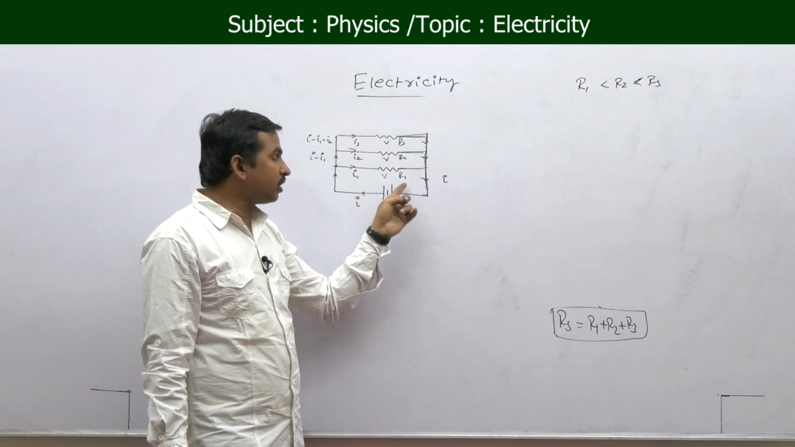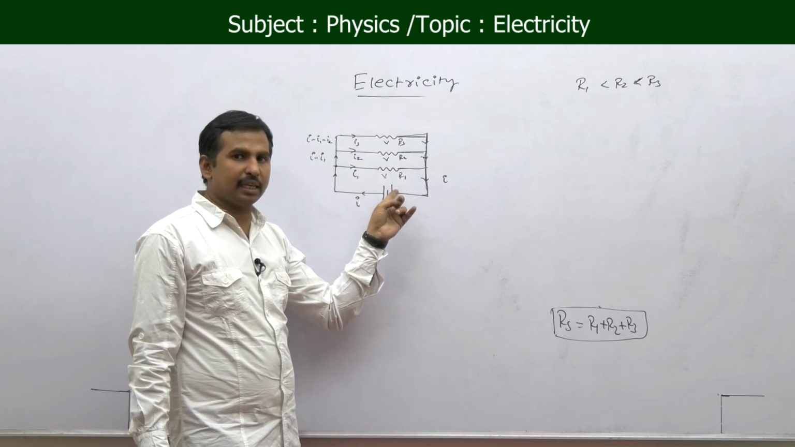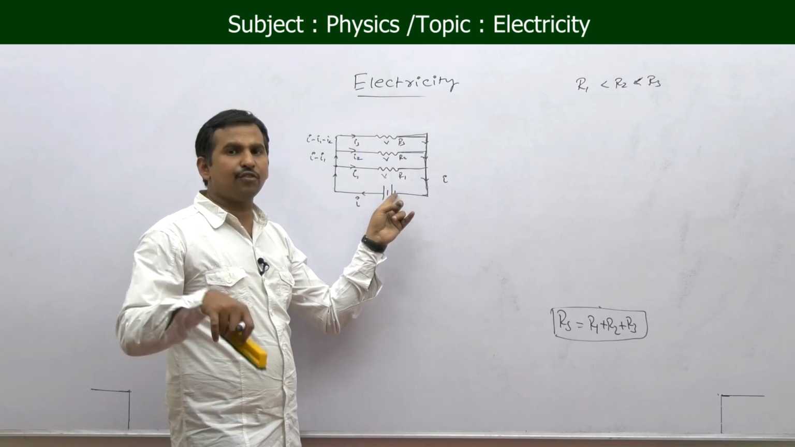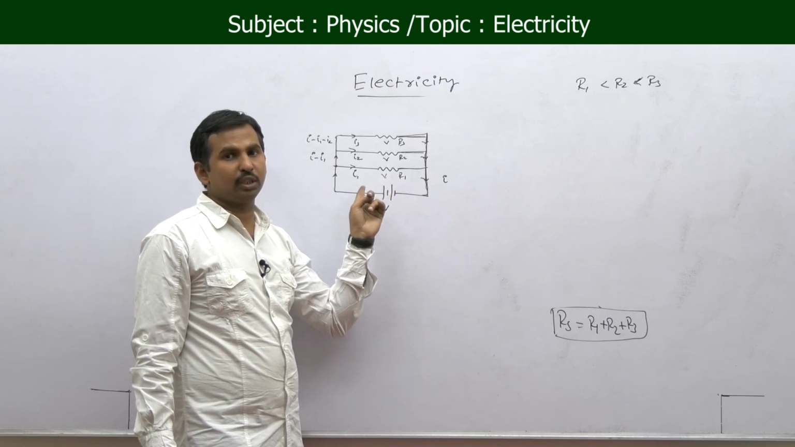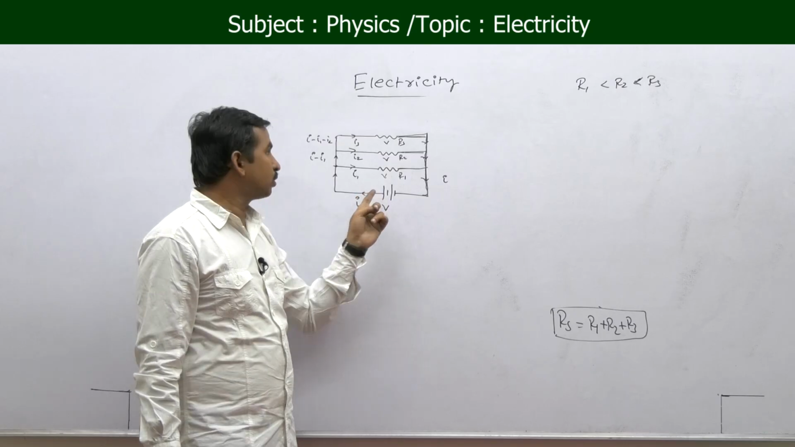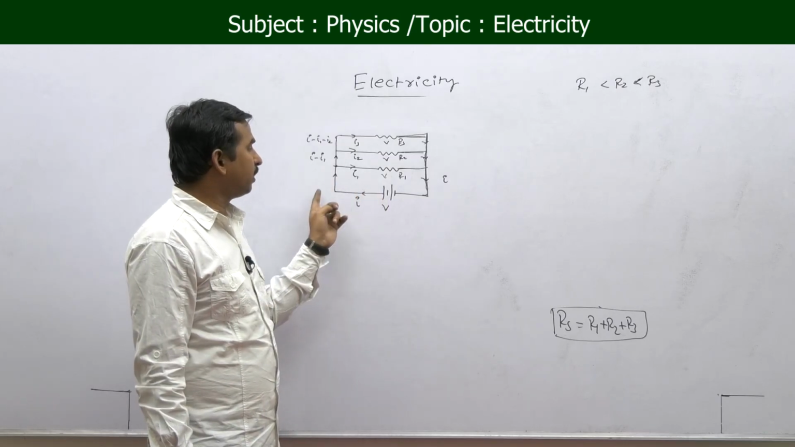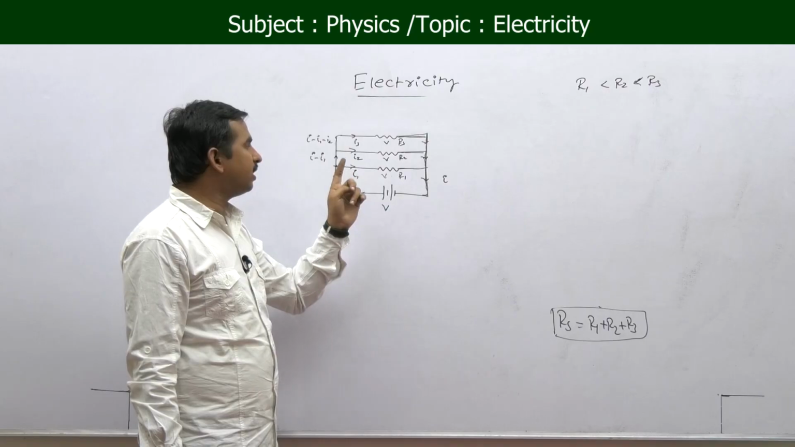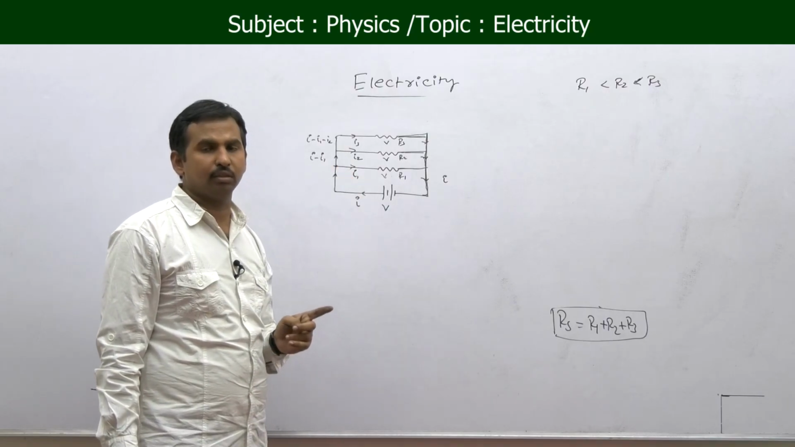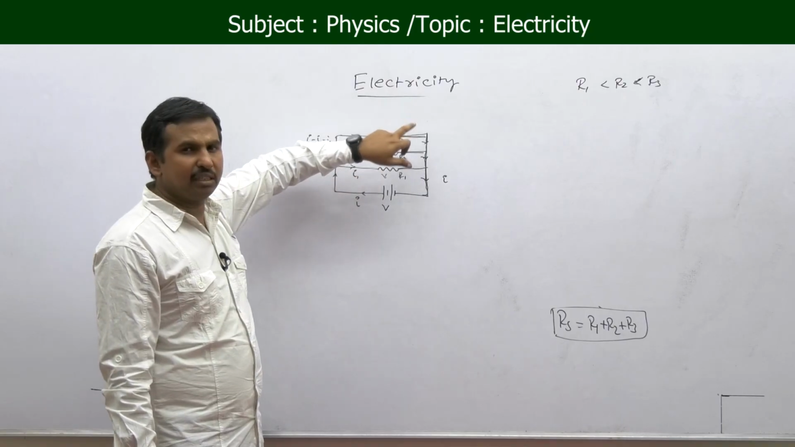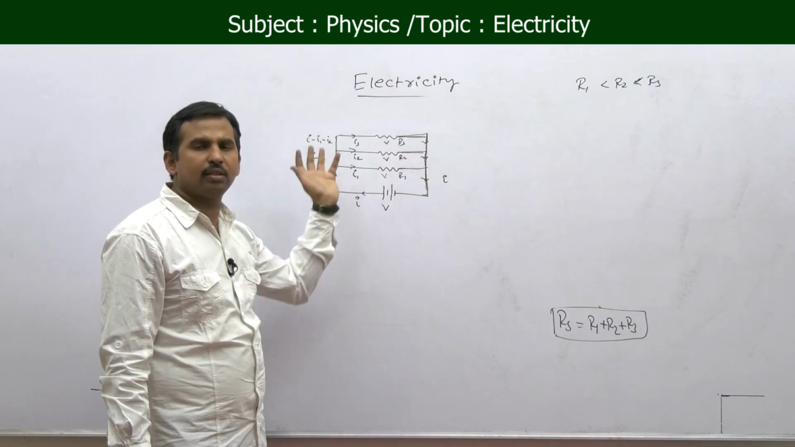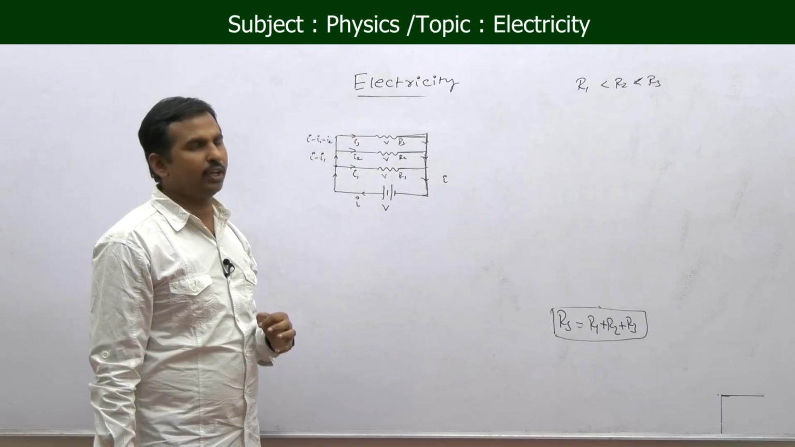As the resistance offered by the first one, R1, is less, even though the same work is done, the current passing through resistance 1 is more. That is why for the case of current 1, only I minus I1 is passing through that one. So when the resistance is more, the current is less. When the resistance is less, the current passing through it is more.